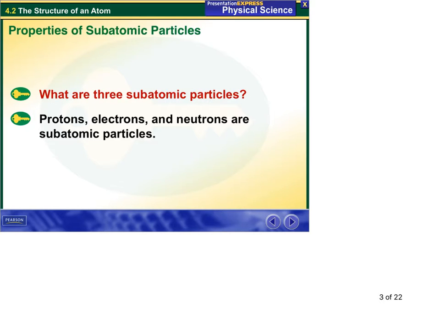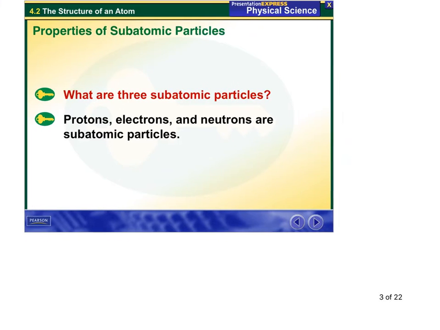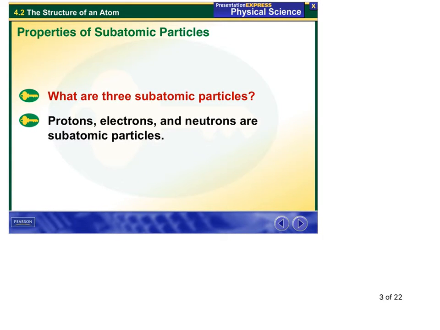We've got 3 subatomic particles. One of our key questions here, you need to know that our 3 main subatomic particles are the proton, electrons, and neutrons.